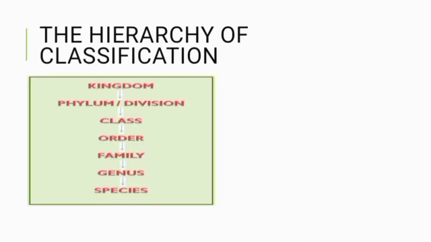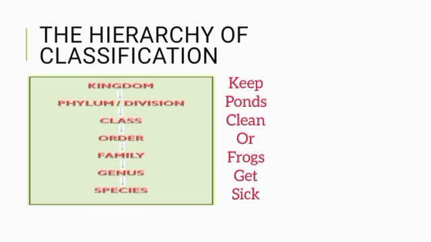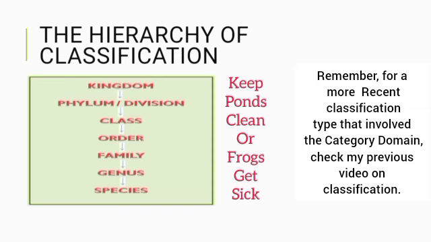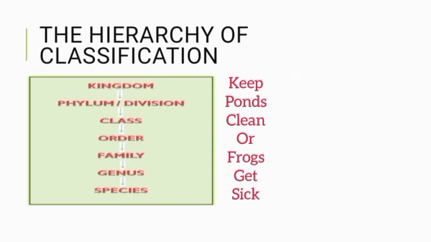The hierarchy of classification is the kingdom, phylum or division, class, order, family, genus, and species. There's a mnemonic for this. It's called keep ponds clean or frogs get sick. So kingdom, keep; phylum, ponds; class, clean; order, or; family, frogs; genus, get; and species, sick. If you remember that mnemonic, you should be able to remember the hierarchy of classification of living organisms.